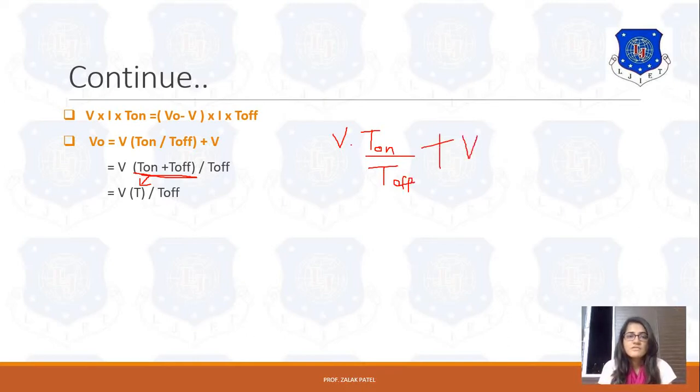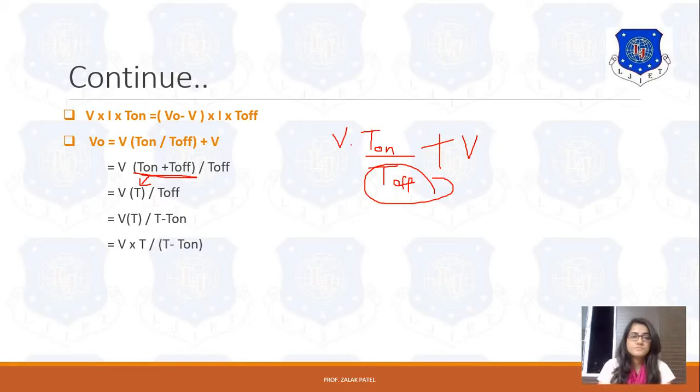So in this case we take the denominator as a common LCM, so V T on plus V into T off, and it can be written like this. So now we have V into T divided by T off, which can be written like this: V into T, where total time T is equal to T on time plus T off time. So off time can be written as T minus T on time, so it becomes V into T divided by T minus T on time.